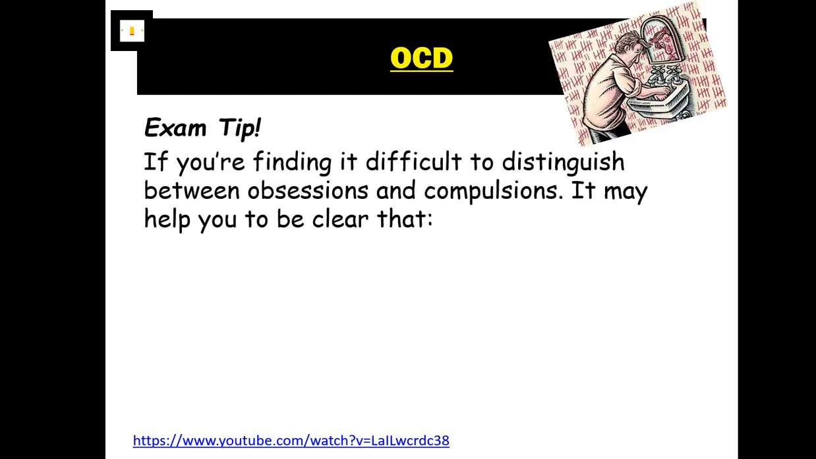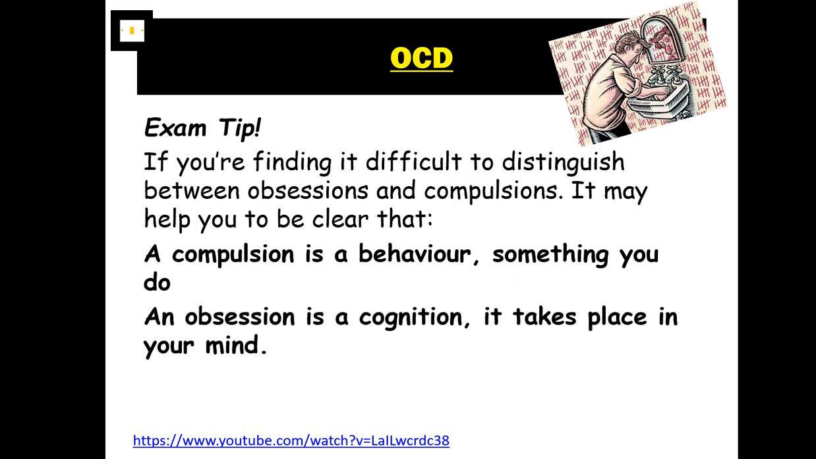So an exam tip, first of all, you need to ensure that you are very clear that you can distinguish between the two. An obsession is a cognition. A cognition is a thought that takes place in your mind. A compulsion is a behaviour, which is something that you actually do. Please ensure that you are able to distinguish between the two.